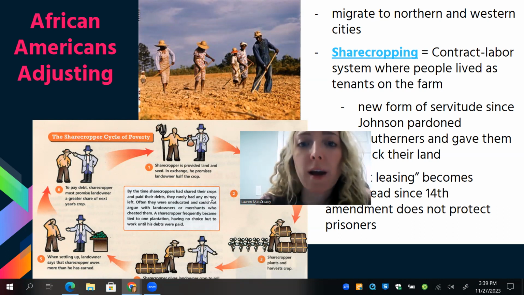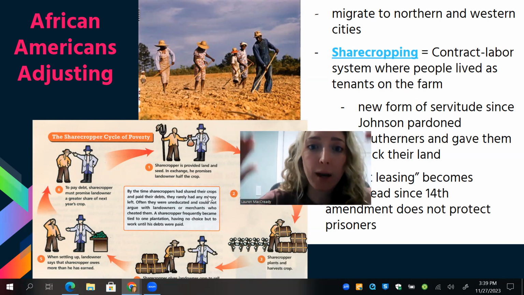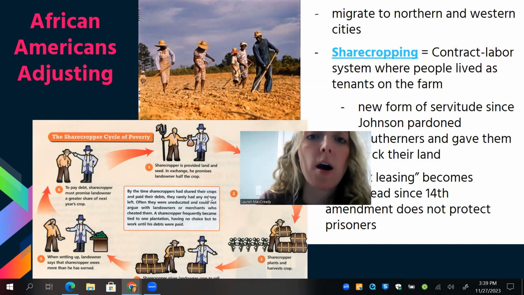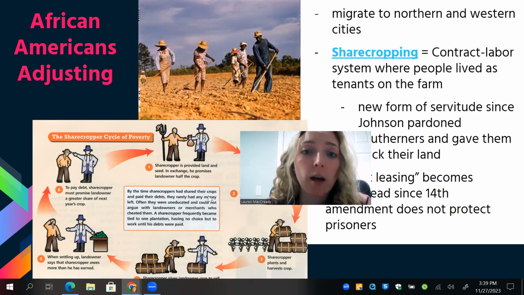So what have the freed slaves been doing? A lot of them are migrating to the north if they can, and to western cities. So to northern and western cities, because again, cities are where you can be more accepted, hopefully, where job opportunities are. So there's this great migration of people going north. But it's hard. It takes money to uproot your entire life and afford to go somewhere. So a lot of them have to stay exactly where they are.